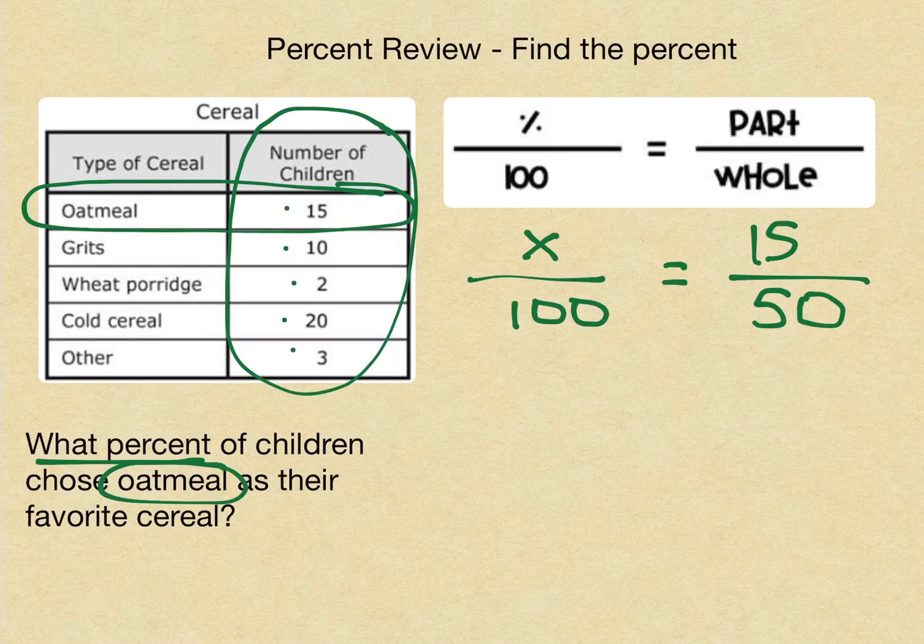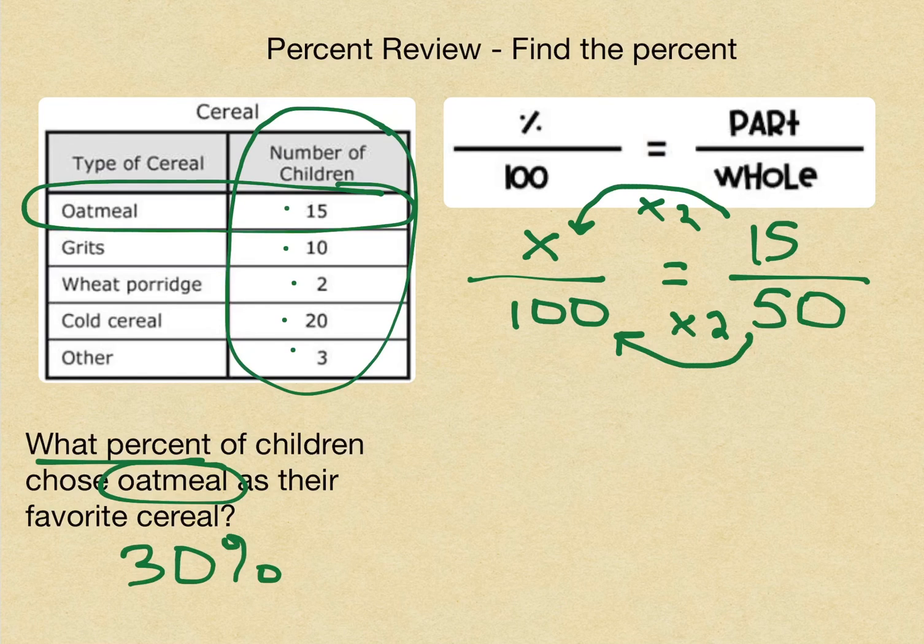So now for the solving. I'm going to show you a few different ways that you can solve. The first thing that I would suggest you look at is, is there a direct relationship from 50 to 100? How do we get from 50 to 100? We can multiply by 2. If you can multiply your denominators by 2, that means you can also multiply your numerators by 2 to make it a proportion. So 15 times 2 gives us 30. So we have 30%. That means 30% of the children chose oatmeal as their favorite cereal.